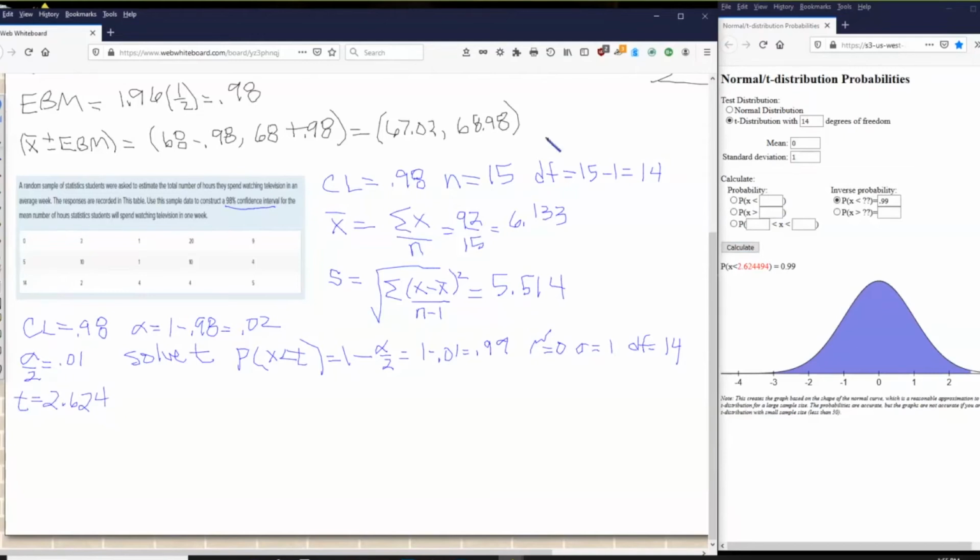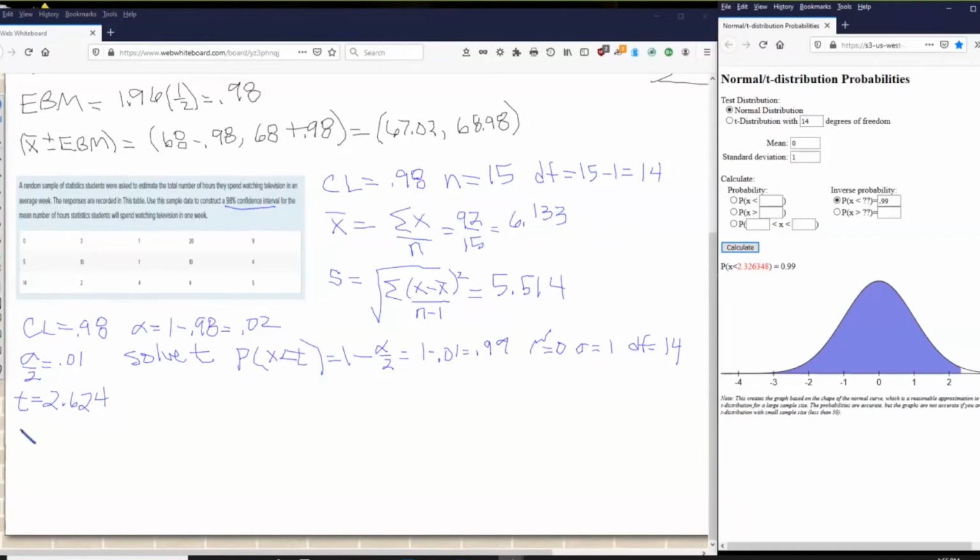And just for funsies, let's see what it would be if I had a normal distribution. If I was doing the normal distribution with a known population standard deviation, my z-score would be 2.326. So you can see that there's a little bit of variation between our t-score and our z-score.